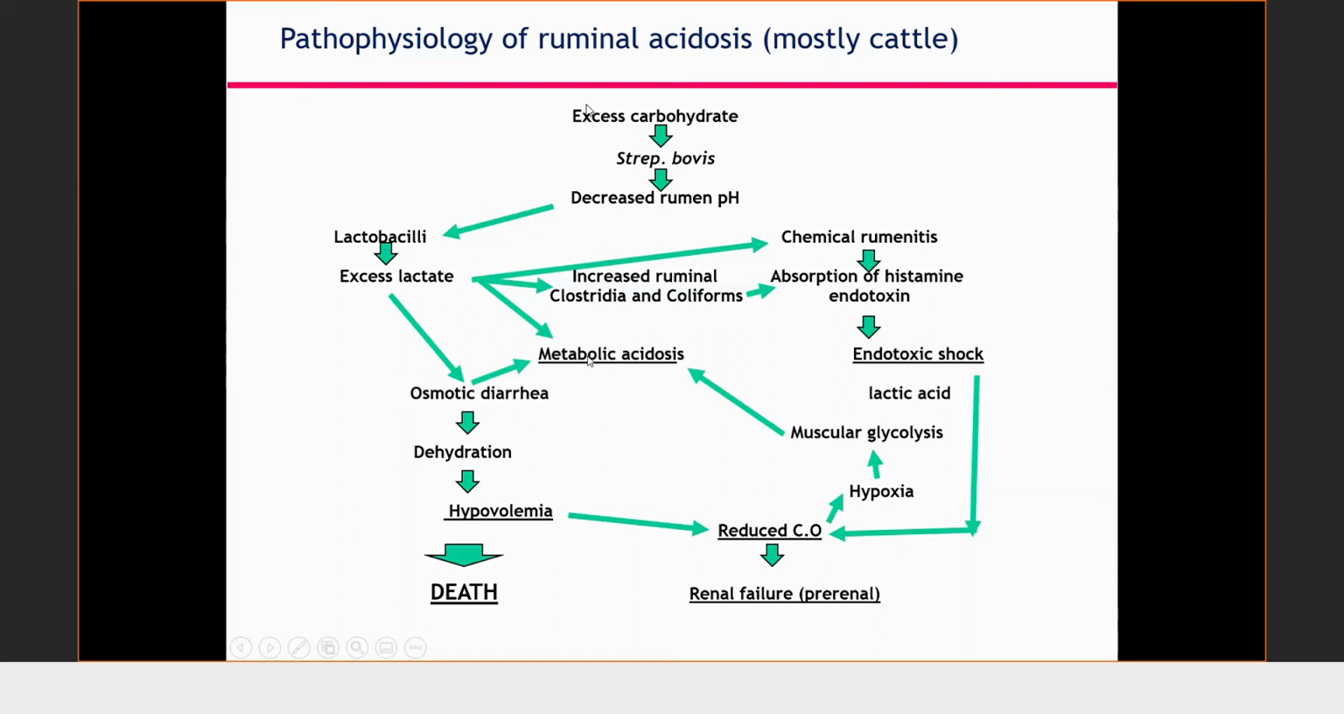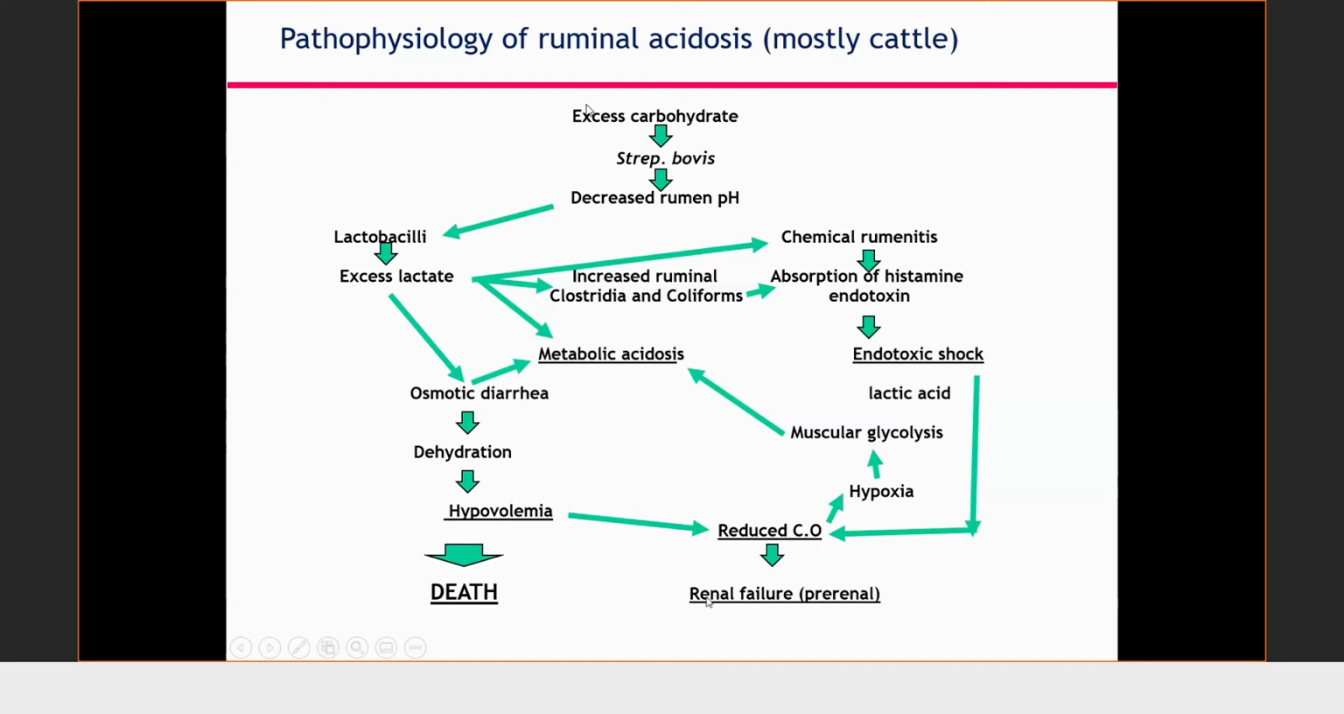When there is metabolic acidosis, that will lead to impairment of the circulation. Impairment of circulation as well as function of organs leads to reduced cardiac output. There's one more arrow here. And then there will be osmotic diarrhea, dehydration, hypovolemia and death. And there's another arrow I missed here, leading to reduced cardiac output. Of course, they will lead to death also.